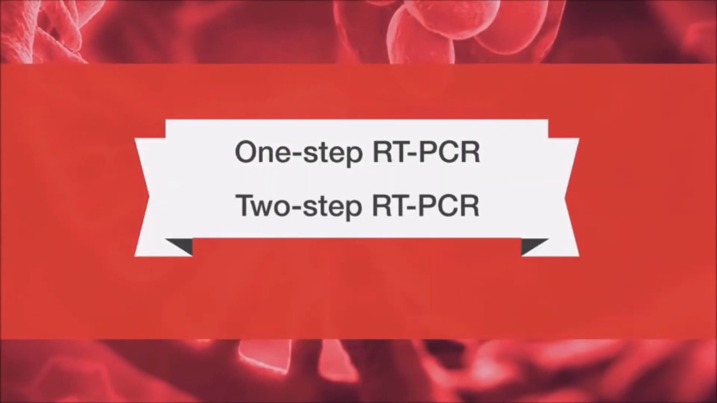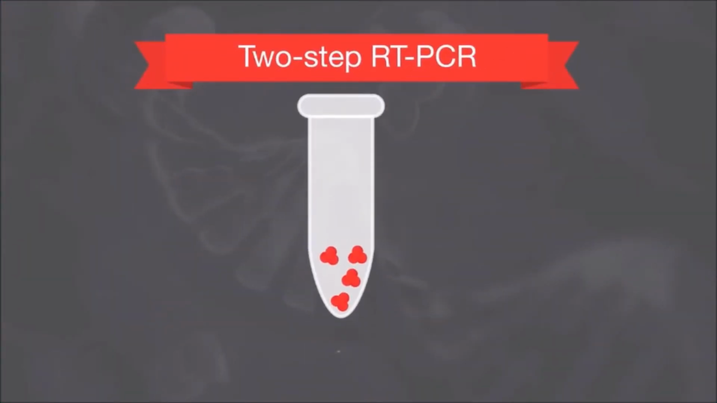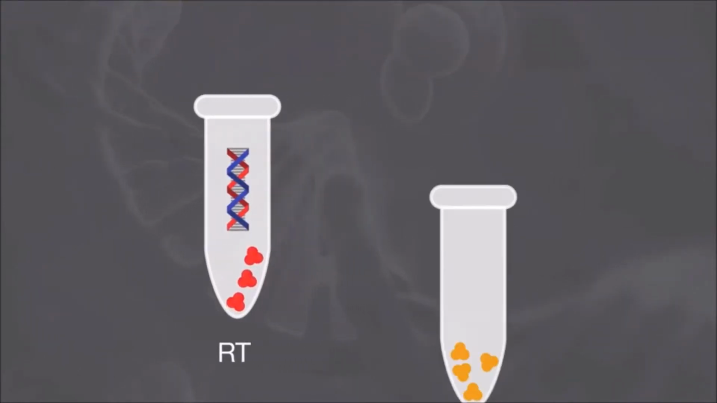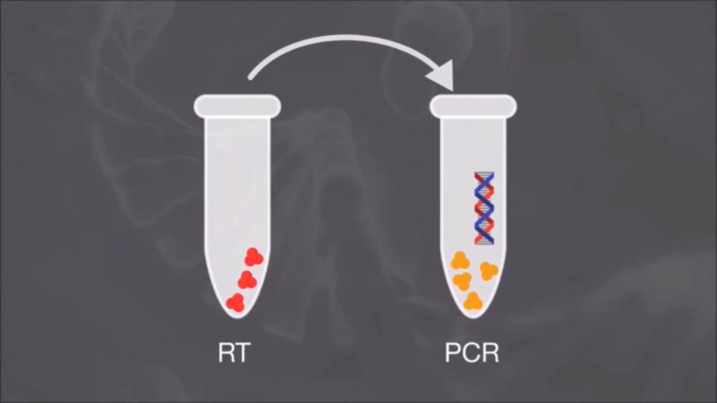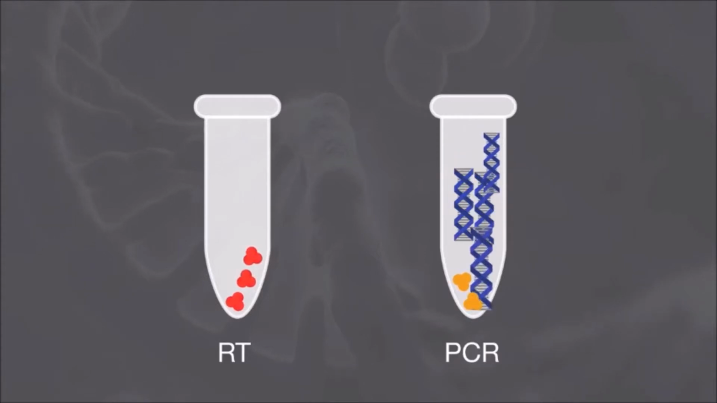One-step approach and the two-step approach. In two-step RT-PCR, the first step involves the reverse transcription, or RT, of RNA by a reverse transcriptase. This reaction generates the first strand complementary DNA, or cDNA. cDNA is then transferred to a separate reaction tube for the second step of this process. During the second step, the second strand cDNA is generated and amplified by a DNA polymerase.